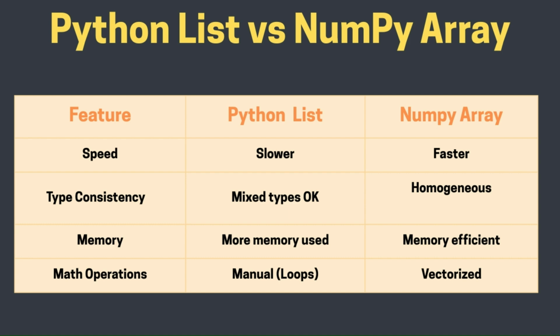Because the items are of homogeneous type, the elements are stored in contiguous memory blocks, while a Python list is heterogeneous, which adds overhead in type checking and memory management. So that's one reason.